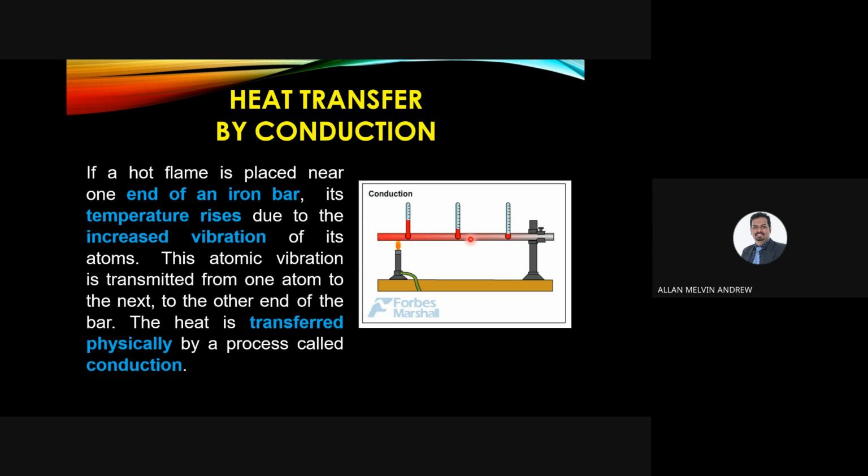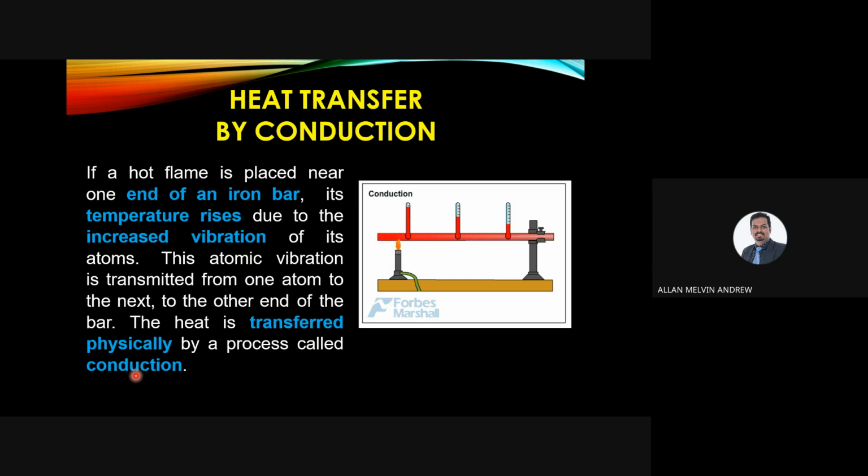Inside this material we have atoms arranged in an array. When we heat up, we give energy to the atoms, and they start to vibrate vigorously, which causes heat energy. The thermometer closest to the burner increases first, but as time goes on, all the other thermometers also start to increase in temperature, because heat is transferred physically by a process called conduction.